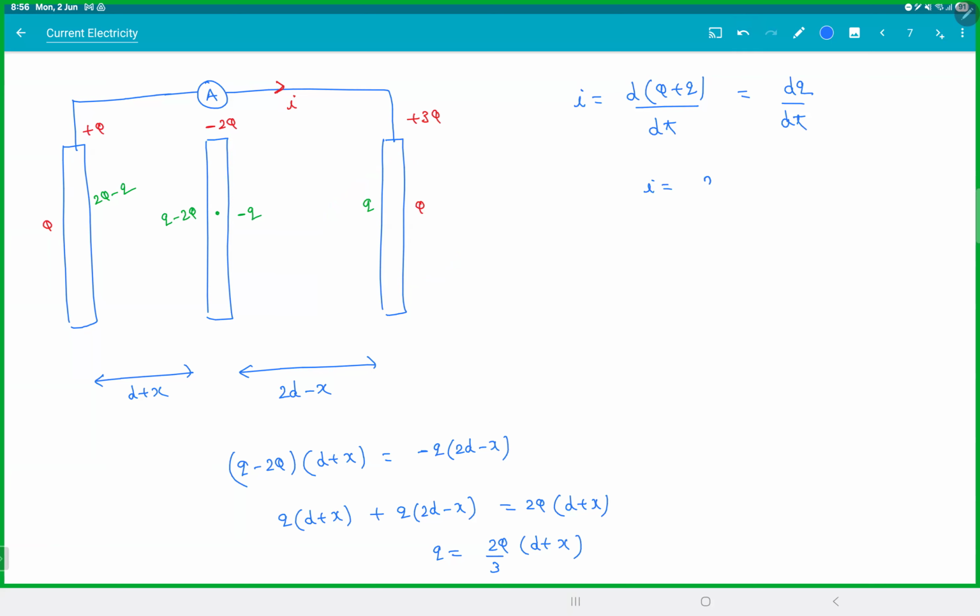This will be 2q by 3. D will go off, and then you end up with dx by dt. And we know x is a sin omega t. So just differentiate there and dump it there. So, that would be 2q a omega by 3 cos omega t. That's your current, everyone.